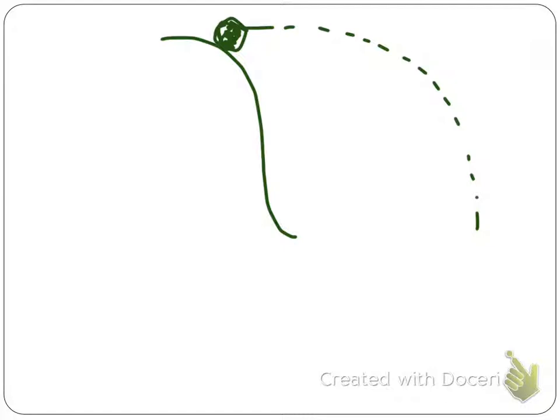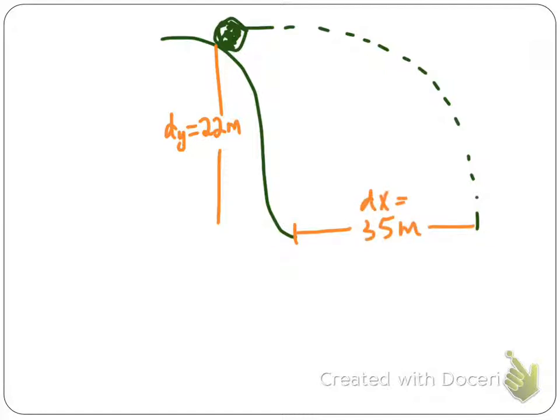And it tells me that the hill is how tall? 22 meters. Okay, so that's my dy or my dx? dy. dy is 22 meters. Okay, what else does it tell me? Your dx is 35. Okay, so my dx value is 35 meters. Okay, what's the question? Determine the initial horizontal velocity.